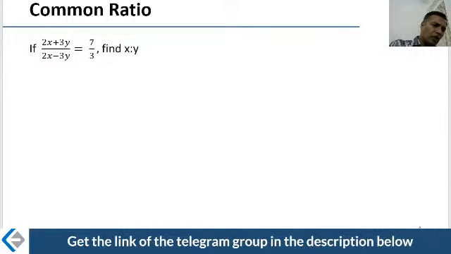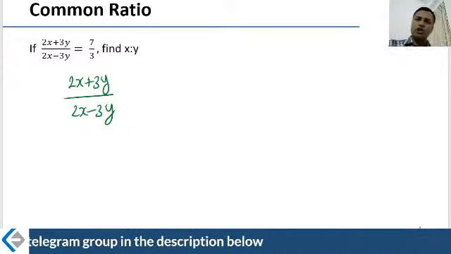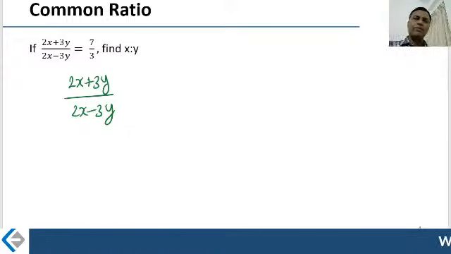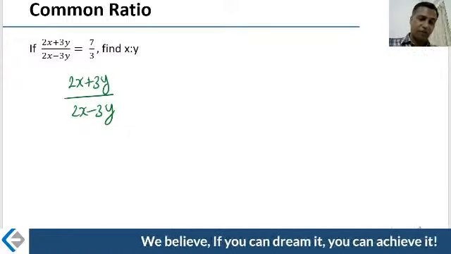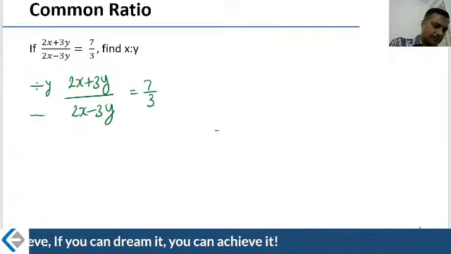You have 2x plus 3y divided by 2x minus 3y. Let's go back to school for once. I'm not really interested in solving this question. I'm interested in helping you to recall what you learned in class 6. How did you do this? When this was given to me as 7 by 3, how did I learn to work with this question? You said, divide both numerator and denominator by y. That's how you learned.